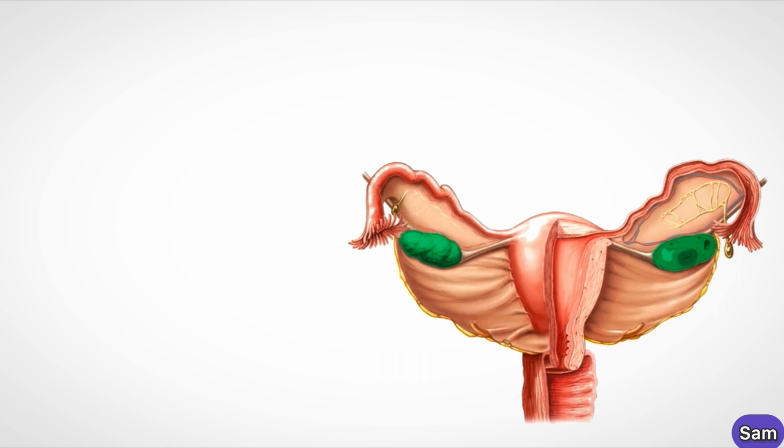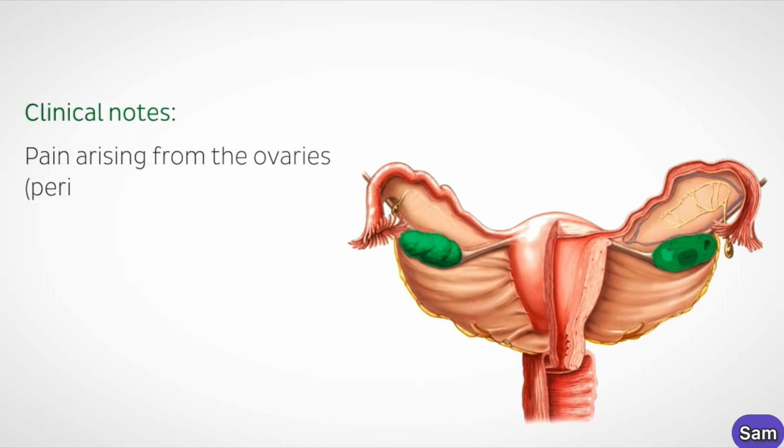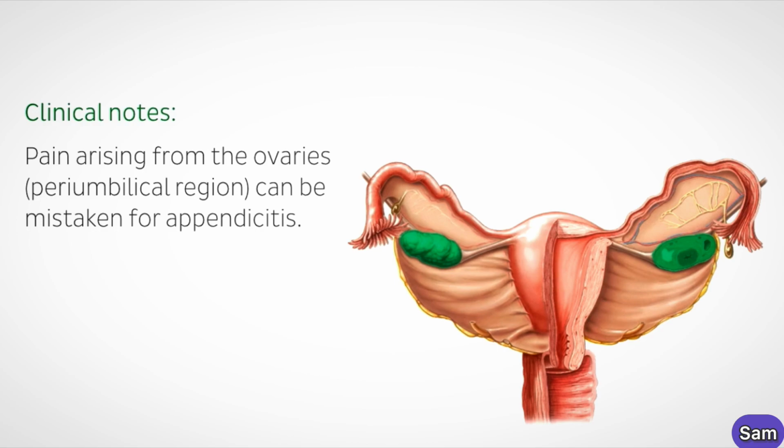Before we move on to look at some more structures in the female reproductive system, let's talk a bit about some clinical points on the ovaries. Pain arising from the ovaries is often perceived in the periumbilical region, which is located around the umbilicus or belly button. Periumbilical pain is important to note, as this can be mistaken for appendicular pain, since painful sensation from the vermiform appendix can also be felt here.